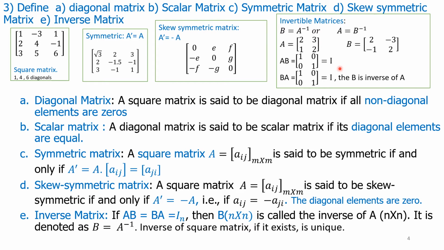Therefore, we will also find out BA. If we do BA, we will also get BA equal to [1, 0; 0, 1]. Therefore, AB is equal to BA. This we have to prove. And this is also an I. Then B is the inverse of A. So please note this down very carefully. We will be taking a number of examples in this video as well as subsequent videos.